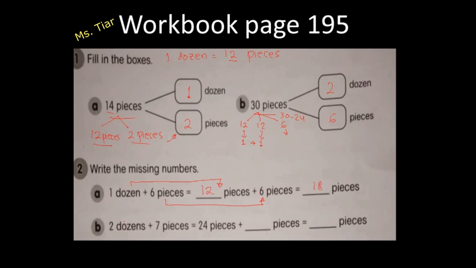Next, we have 2 dozens. If you convert it into pieces, it's going to be 2 times 12. So 2 times 12, the result is 24. And then over here, we have 7. We put it here. This is 7 pieces. Now we need to add them all. 24 added to 7, we get 31.